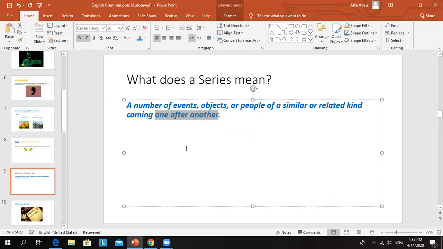So anything that is similar, like food. If you want to write something about food, let's say you want to write about vegetables, fruit, and coffee. So coffee, vegetables, and fruit are all under the umbrella of food. It's a similar or related kind. So when we write these type of things, series, then we need to use commas as well.